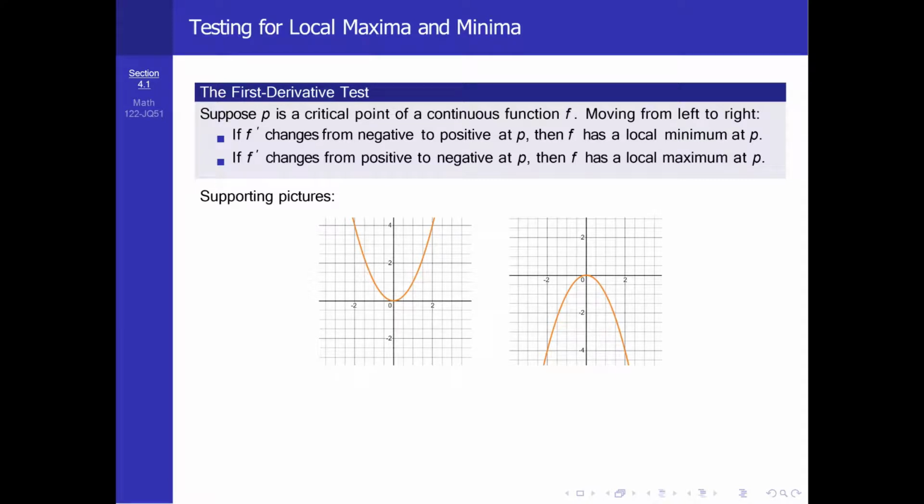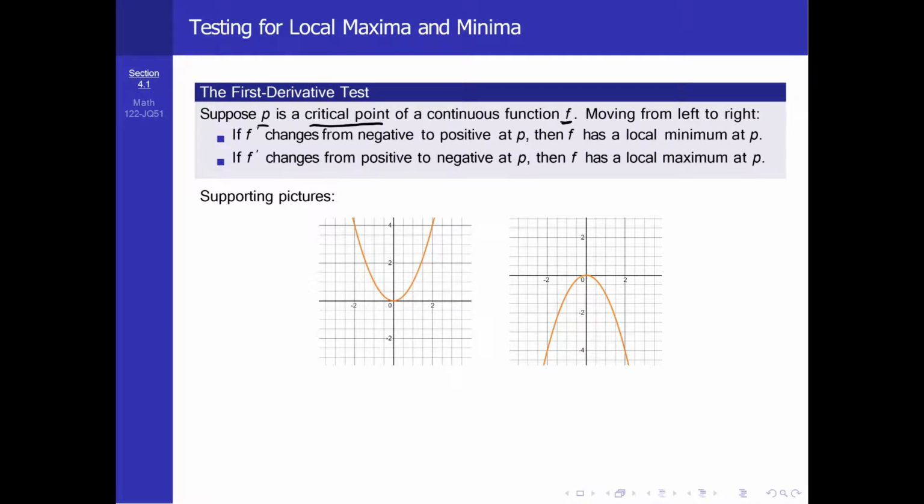Okay, so the first derivative test, this is the first time where we're going to use critical points to tell us how to find local minimum and local maximum. So the first derivative test tells us that if I have a point, and it's a critical point of my function f, and I'm moving from left to right, so that'll make sense in a second. If the first derivative changes from negative to positive at the point P, then f has a local minimum at that point P. And the second possibility, if f prime changes from positive to negative instead at the point P, then f has a local maximum at P instead.